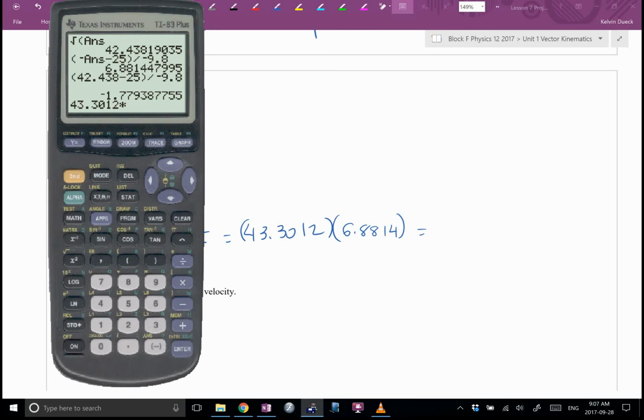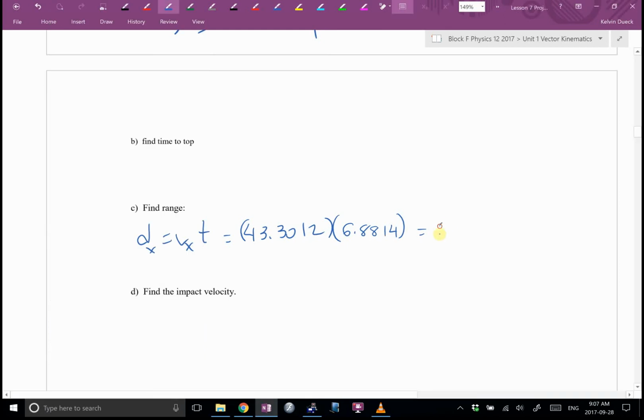43.3012 times 6.8814. I might keep the touch screen on because this is really handy to be able to type on my calculator. 298? 297, 3 sig figs, 298? Meters.